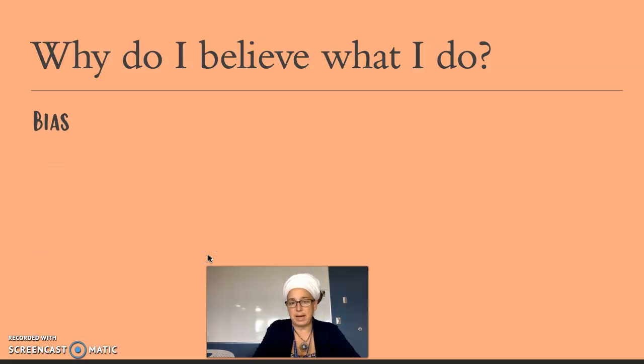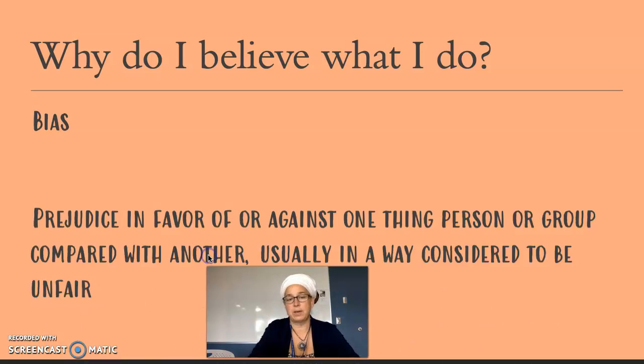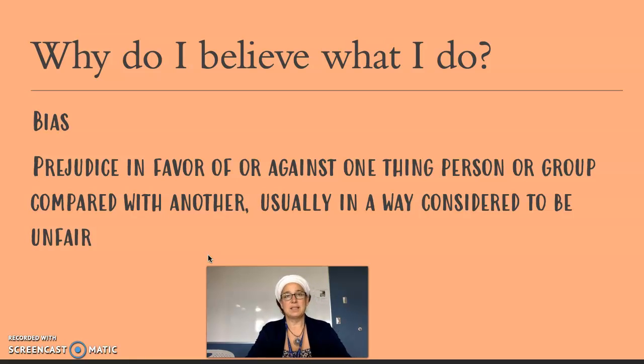So what is a bias? This is another vocabulary word that it's very important to write down. A bias is something deeply ingrained in ourselves. It's prejudice in favor or against one thing, person, or group compared to another. And usually it's in a way that's considered to be unfair. What you need to know about bias is that everyone has a bias. And it's not that we are conscious about our biases.